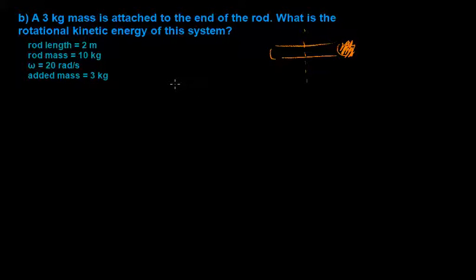Once again, we are looking for the rotational kinetic energy, so we can just write out our rotational kinetic energy equation: 1/2 times our moment of inertia, but now our moment of inertia is of our rod plus the mass on the end, and we'll get to that in a second. To finish the equation, this will be multiplied by our angular velocity squared, which is still the same as before, rotating at 20 radians per second.